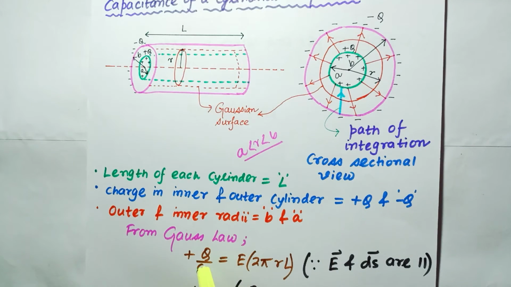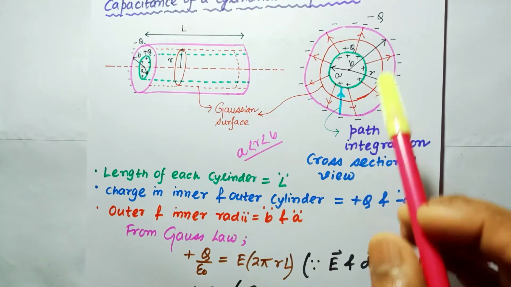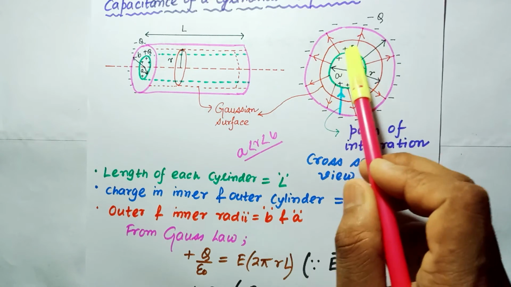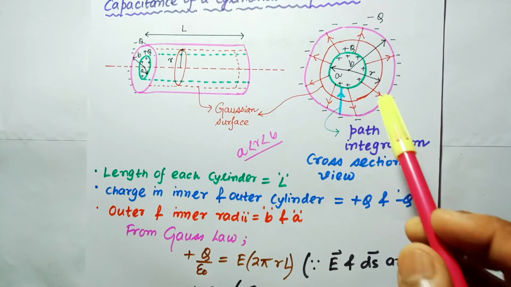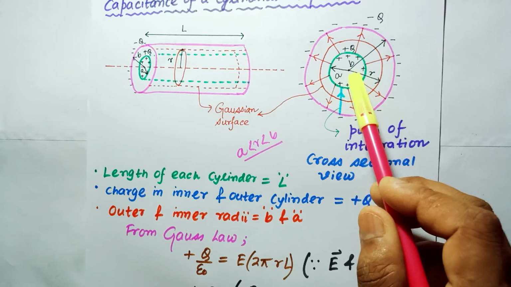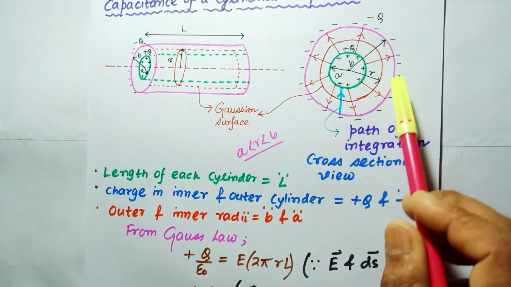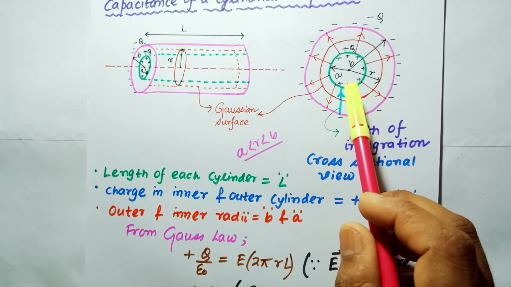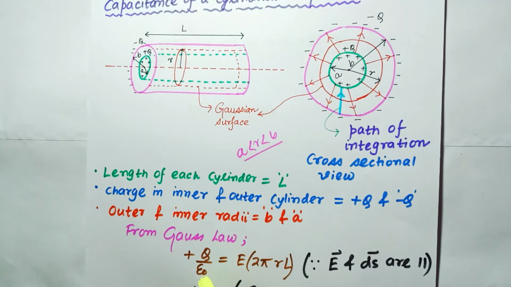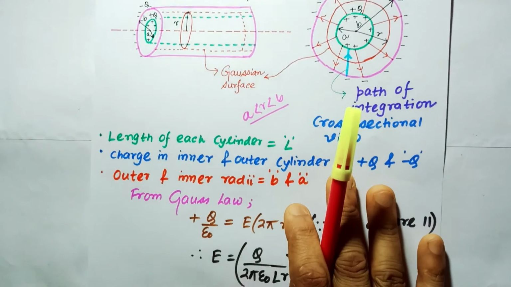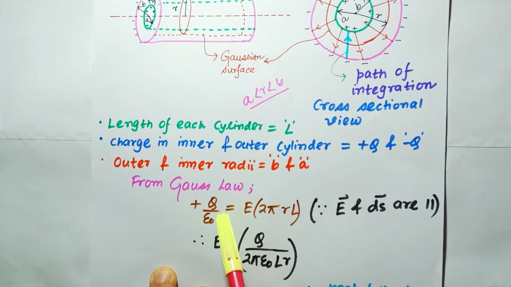So from Gauss's law, the charge enclosed by this Gaussian cylindrical surface is capital Q, because only plus Q charge is enclosed in this cylindrical shell. So from Gauss's law, we can say that Q enclosed, which is plus Q only, divided by epsilon naught is equal to the electric flux.